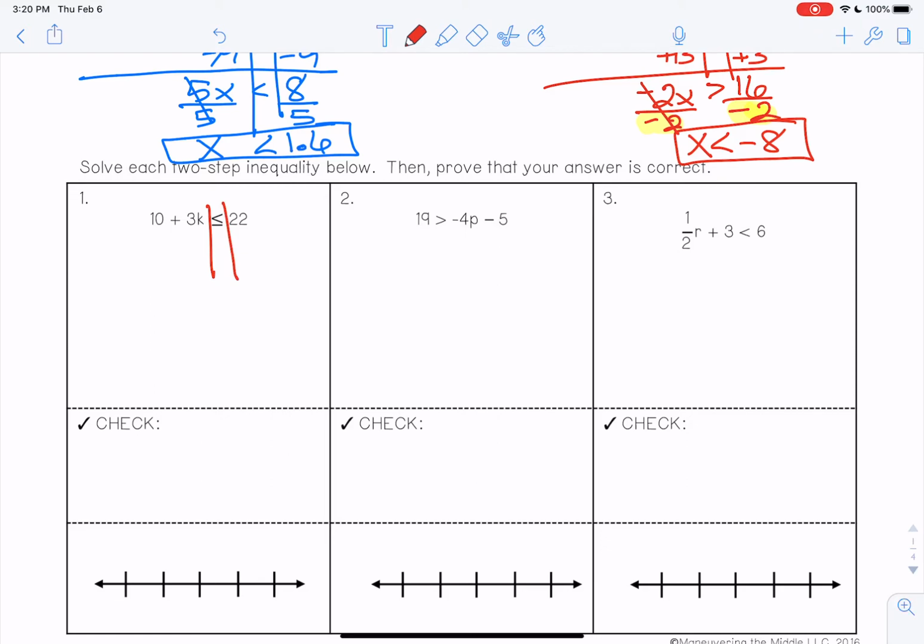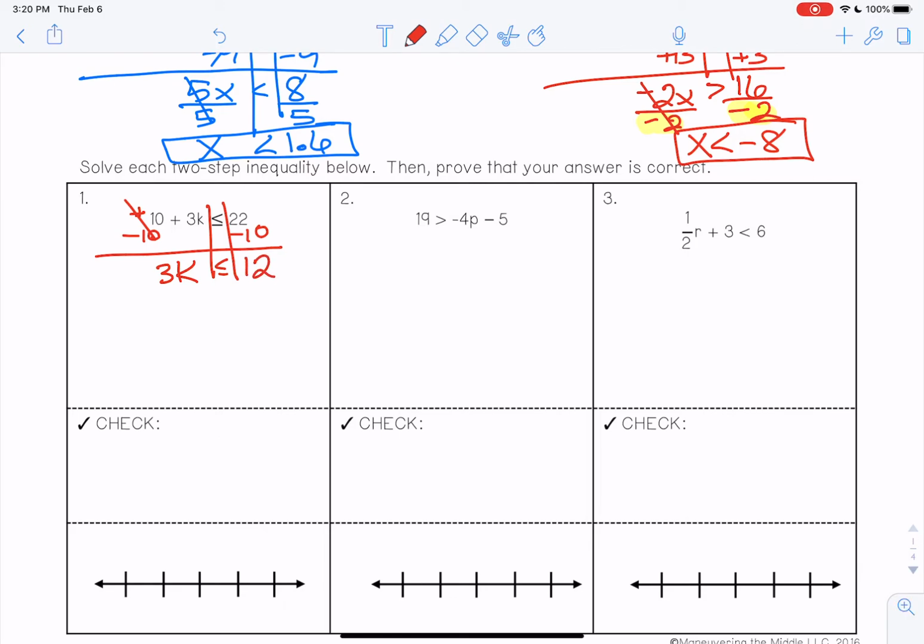Now remember, if a number's by itself with nothing in front of it, that means that there's a plus sign in front of it. It's a positive number. So the opposite would be to subtract, and addition and subtraction come before multiplication. So we're going to take care of that 10 before that 3 because that's 3 times k. So the 10 would come first, and we're going to subtract 10 from both sides. The 10's cancel out, and I get 3k is less than or equal to 12.